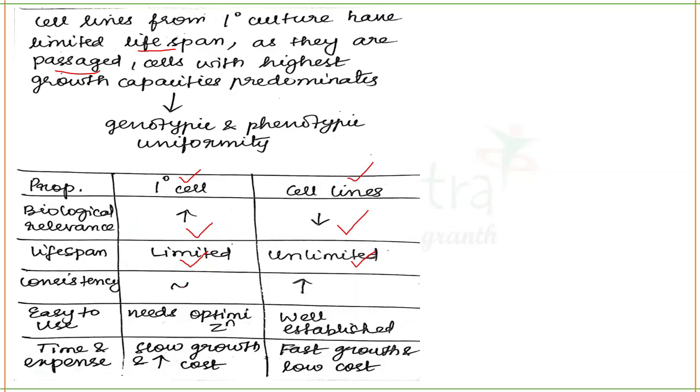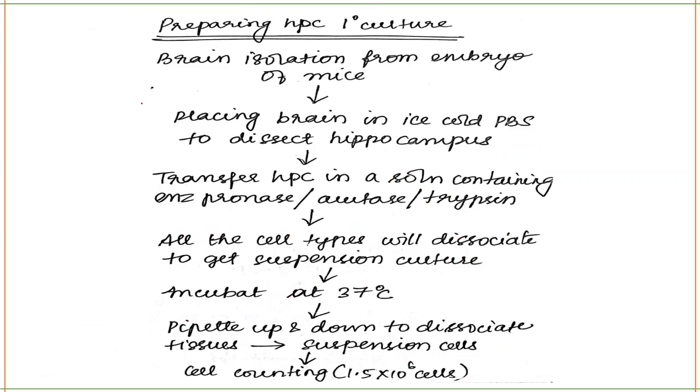Next, consistency is medium versus high consistency, and ease of use. Primary cell culture definitely requires optimization, but cell lines are well established and optimized. Time and expense: primary cell culture is slow growth and the cost is high. Cell lines have fast growth because it is unlimited as well, and they are low cost. Okay, so these are some of the differences you should know about primary cell culture and cell lines.